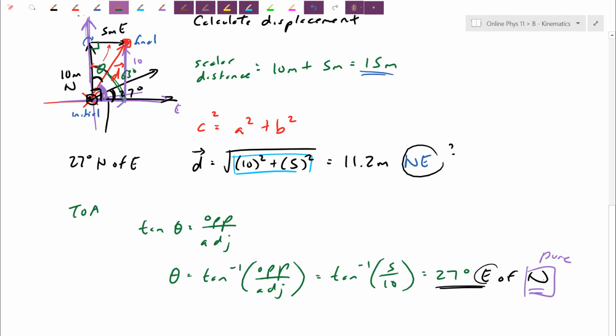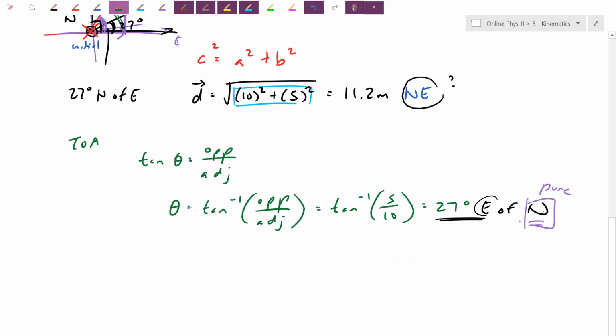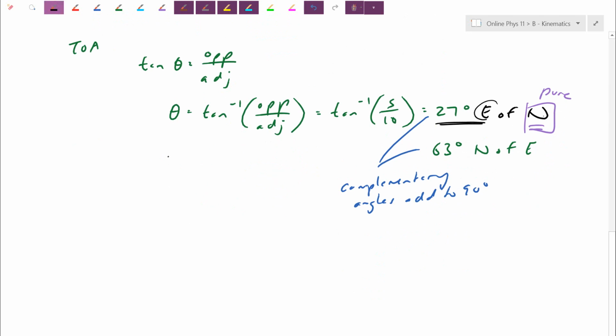When you're looking for an answer in your multiple choice section, maybe it doesn't give you 27 degrees. Well, I'm sure I did it right. Maybe it's actually written here, 63 degrees north of east. And I'm just going to make a note here. Remember, these are complementary angles that add to 90 degrees. So let me just draw you a quick picture of that here.